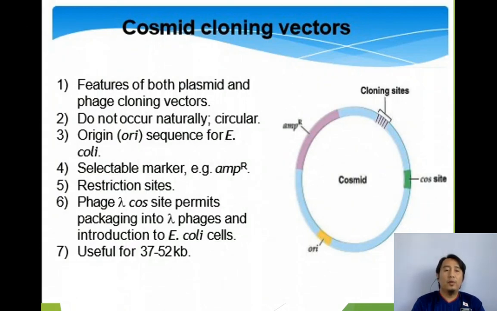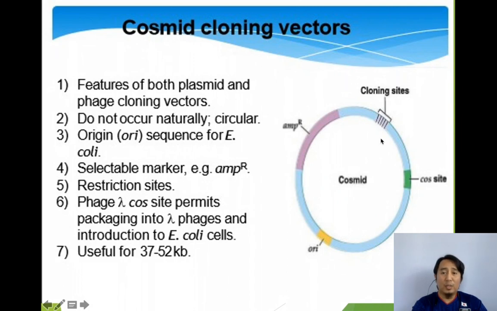So origin sequence for E. coli. So sebab apa dia kena ada the origin ni? Sebab dia masuk dalam E. coli lah. E. coli kalau dia nak DNA replicate, it must have an origin site. Okay, they have selectable marker, they have restriction site, they have phage lambda cos site that permits packaging into lambda phage and infecting E. coli.